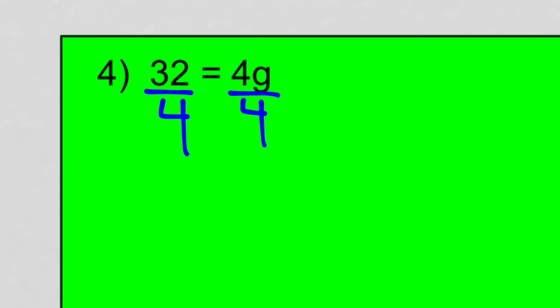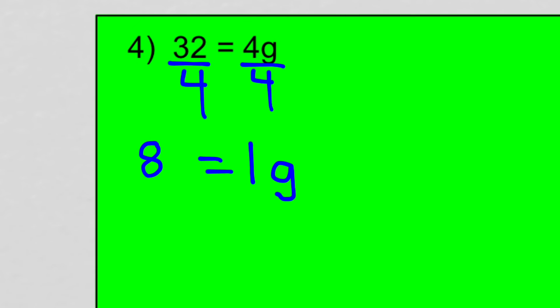Now let's see what's left on both sides. 32 divided by 4 is 8. 4 divided by 4 is 1g. And that's the same as saying 8 equals g. Exact same thing.